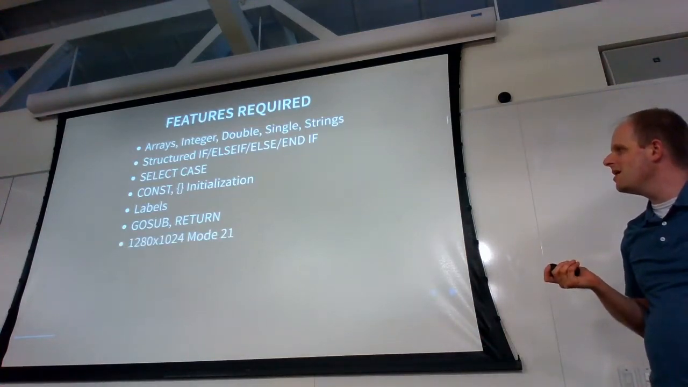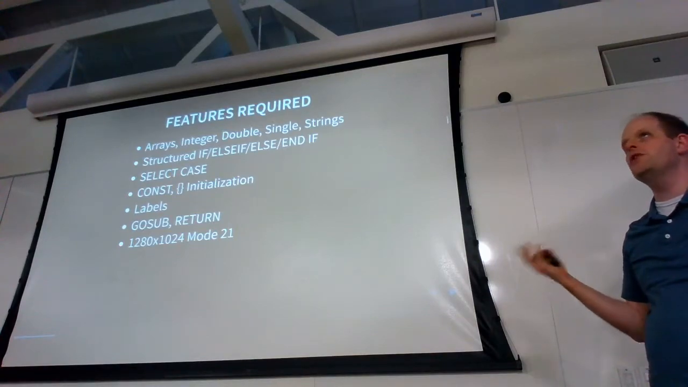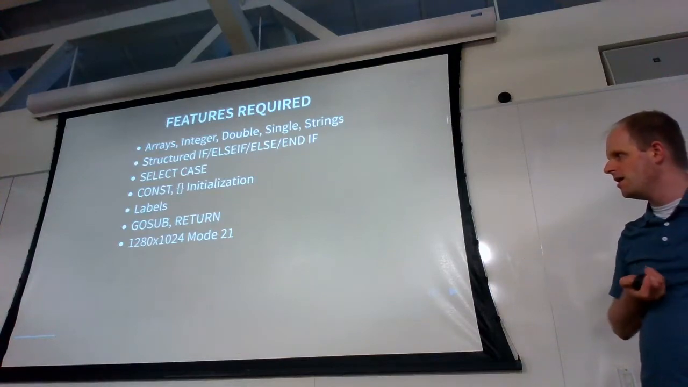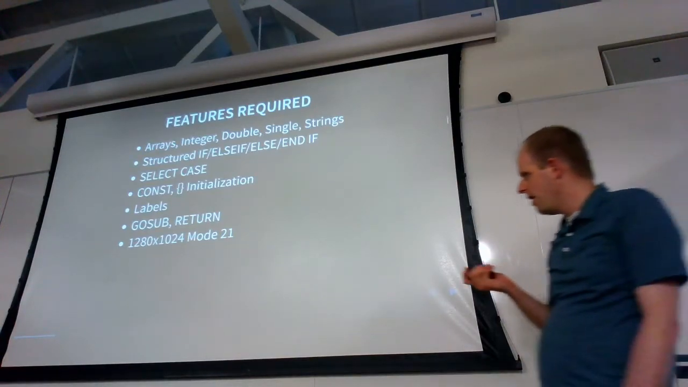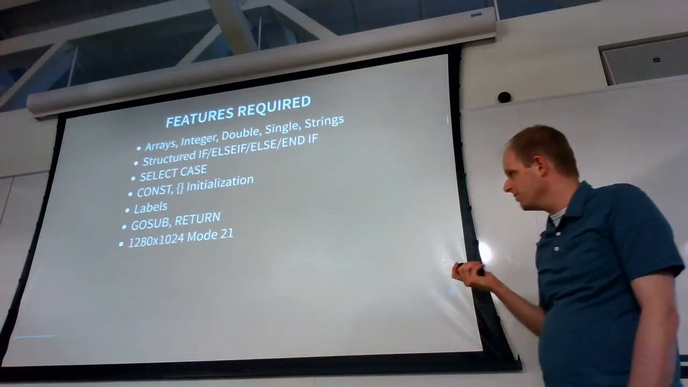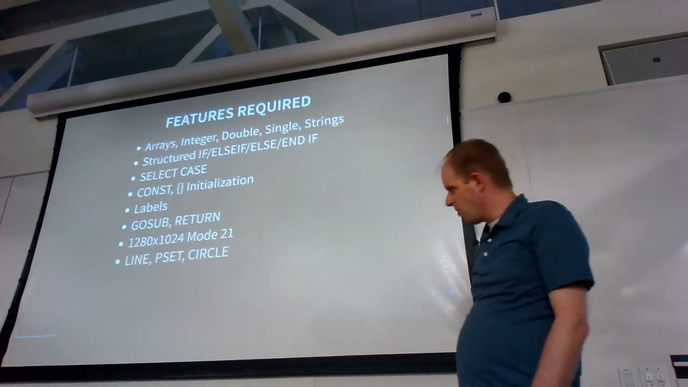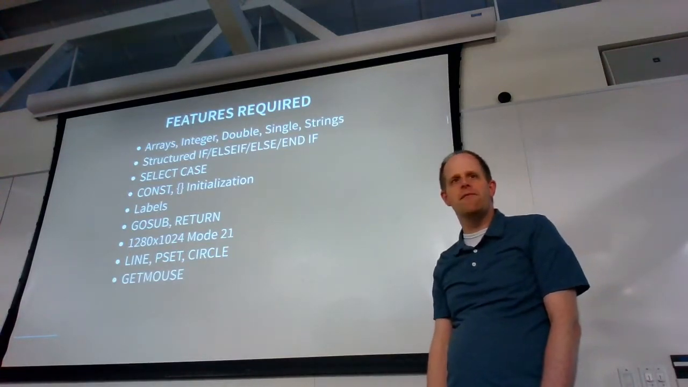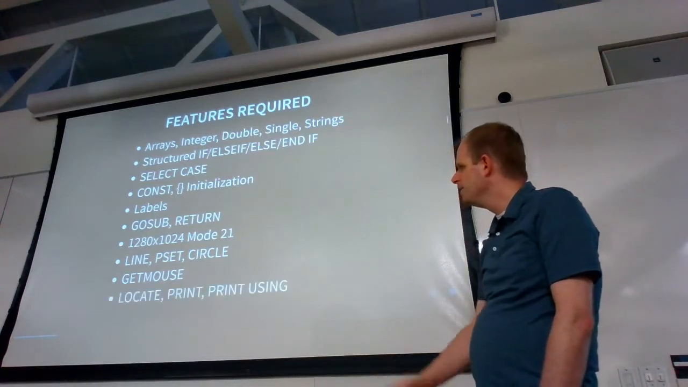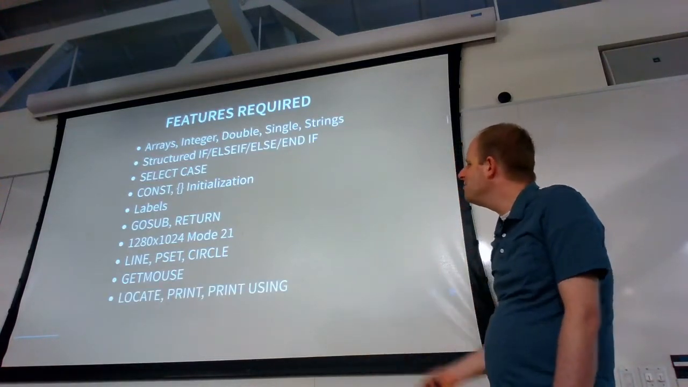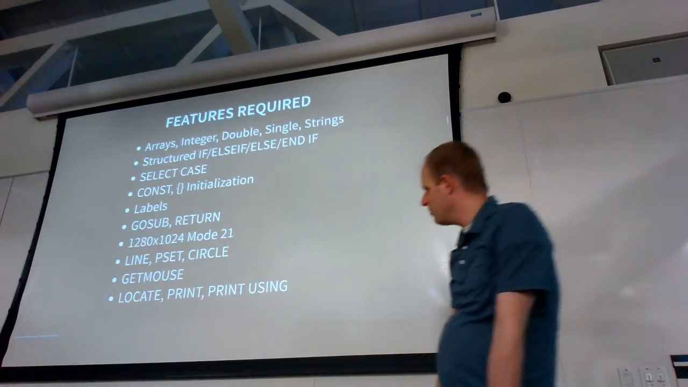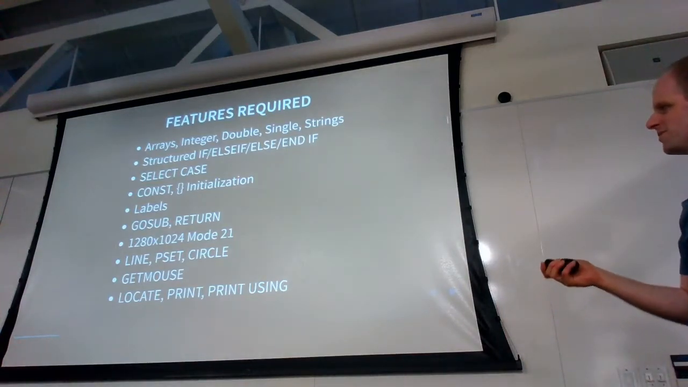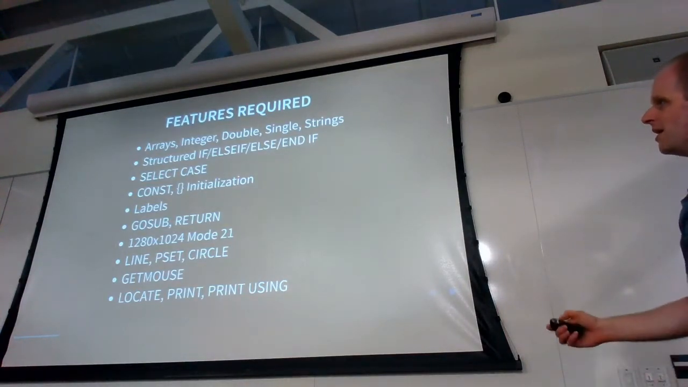It uses the QBasic style graphics, but it uses a FreeBASIC specific mode that's 1280 by 1024 and a 24-bit pixel depth. It uses drawing commands like line, pset, and circle. And it uses a mouse with a FreeBASIC specific statement called GetMouse. And it uses locate, print, and also print using, which is the formatted version of print.